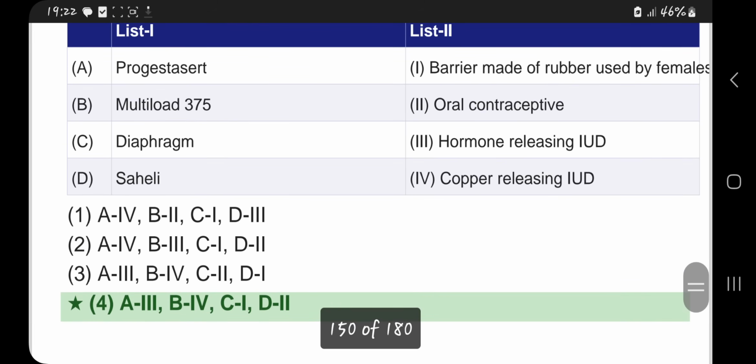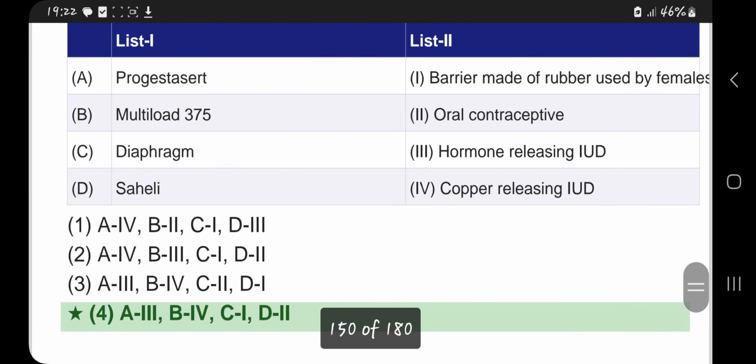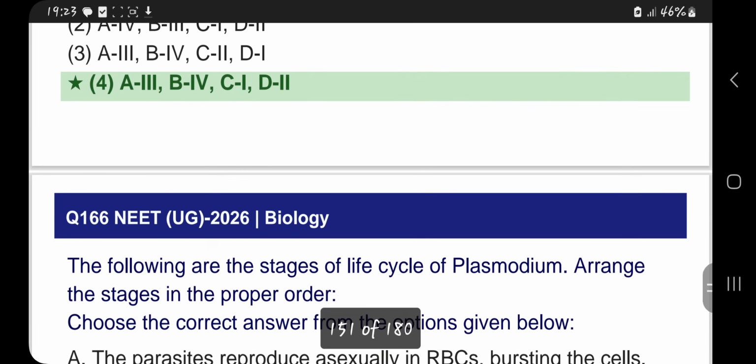Third option, okay. A3, hormone releasing IUD. I made a mistake there. So my B4, multi-load 375 is copper releasing IUD. Then diaphragm, that is barrier made of rubber used by females. Oral contraceptive is Saheli. So fourth option is correct.